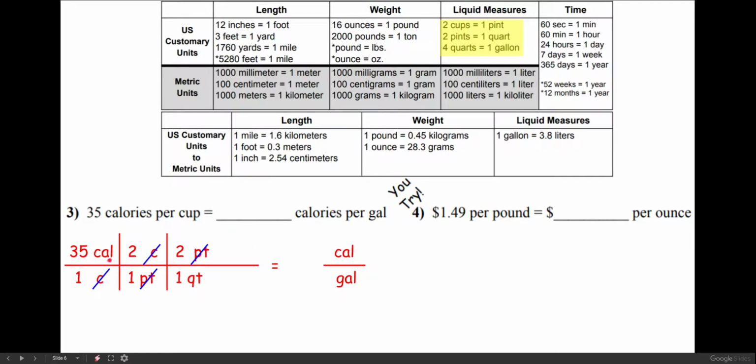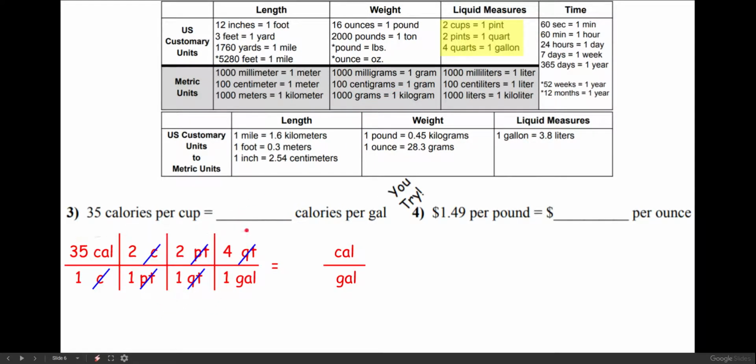And finally, look at what I have here. I have calories per quart right now, but I need calories per gallon. So put quarts on top to cross that out, and then gallons will go beneath it. Let's cross off the quarts. The conversion is 4 quarts to 1 gallon.